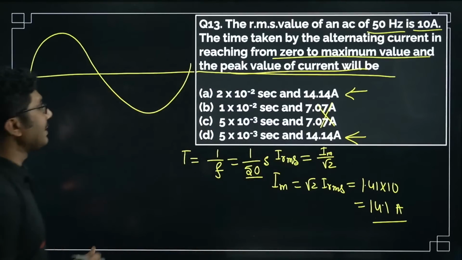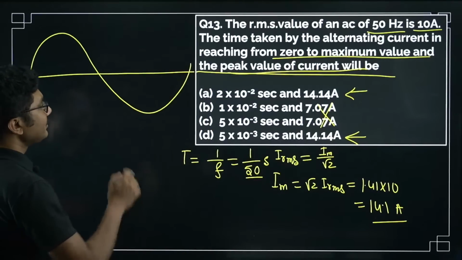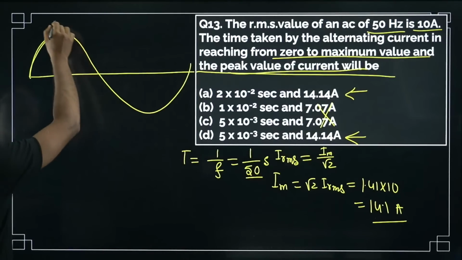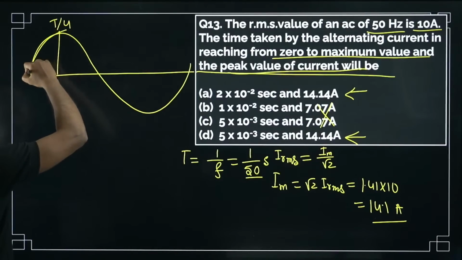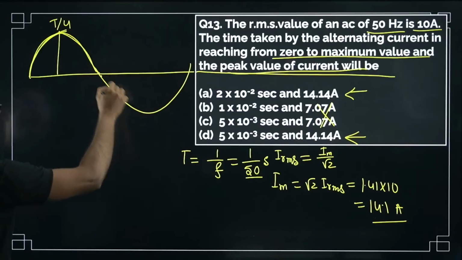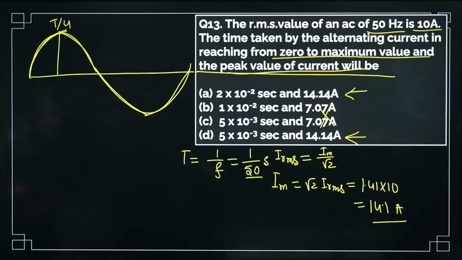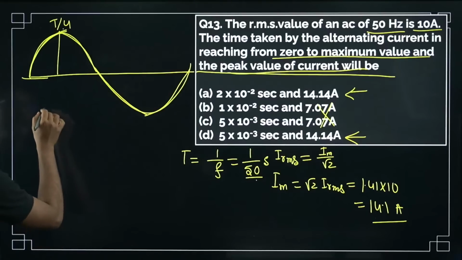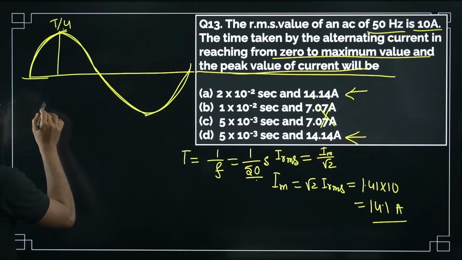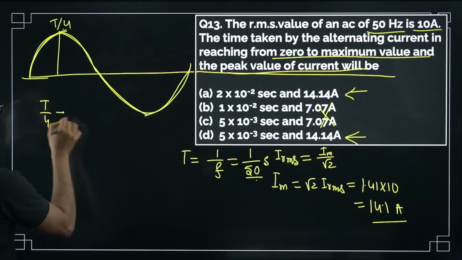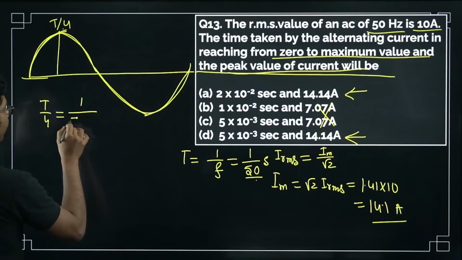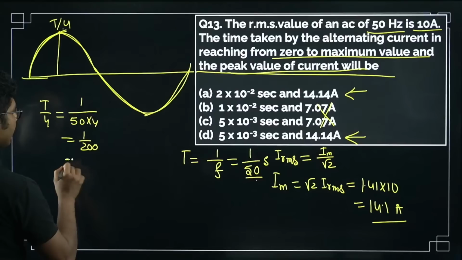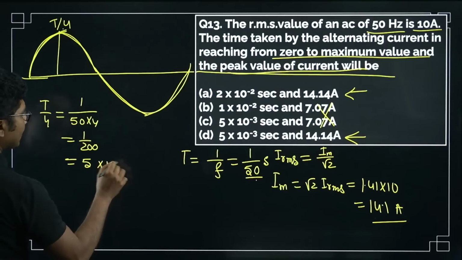Now how much time will it take to reach from 0 to maximum? From 0 to maximum it takes only T by 4. Right, T by 4 here, T by 4 here, T by 4 here, another T by 4 here. So total time taken from 0 to maximum is T by 4. So T by 4 is basically 1 by 50 into 4, that is 1 by 200, that is 5 into 10 to the power of minus 3.